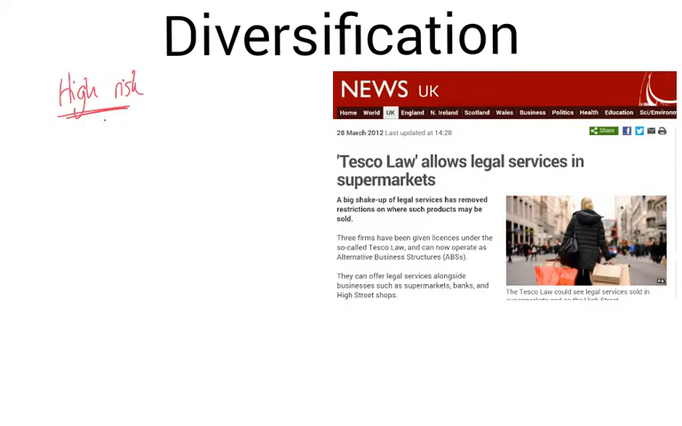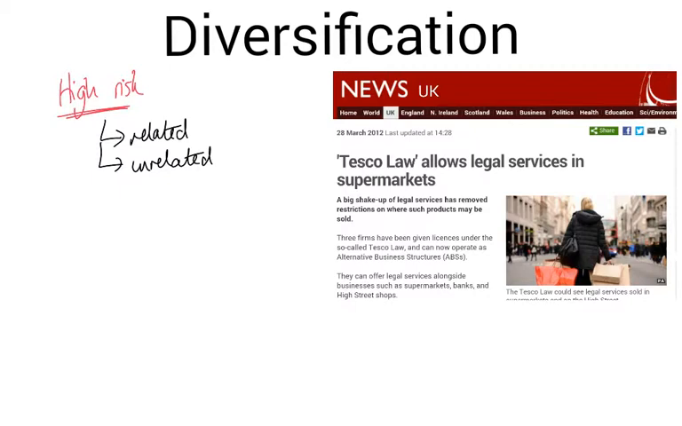There are, though, degrees, because diversification can be considered to be related and unrelated. So related diversification, if we think, for instance, of the Hunger Games books.